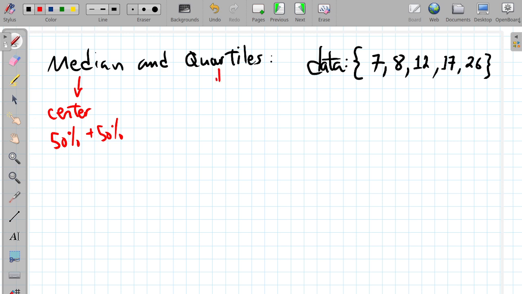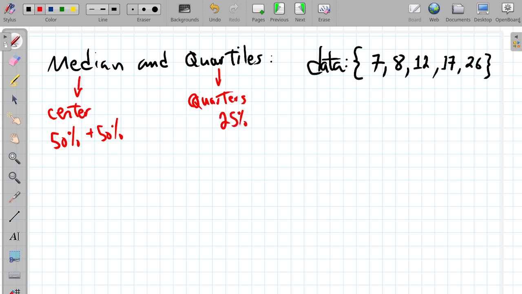And quartiles then means we're quartering the data. I didn't really talk about that in that context last time we discussed this topic, so I'm going to do it again. I'll do it a bit more detailed this way. Quarters. There we go. 25%.